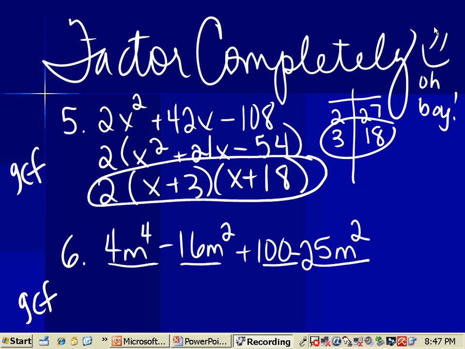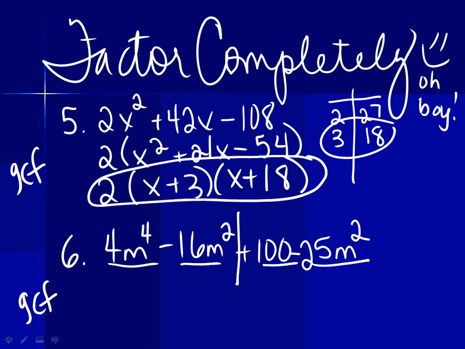But there's nothing that goes into everything. So I'm going to divide and conquer. And I'm going to find a greatest common factor between 4m to the 4th and 16m squared. I think they both have a 4 in common. They also have an m squared. In the parentheses, that leaves me with m squared minus 4.